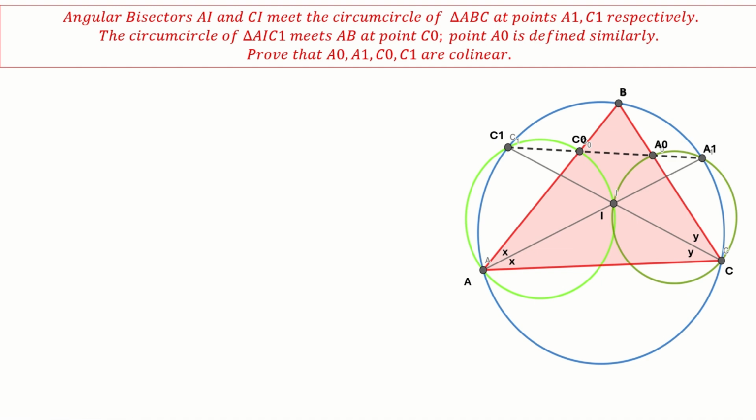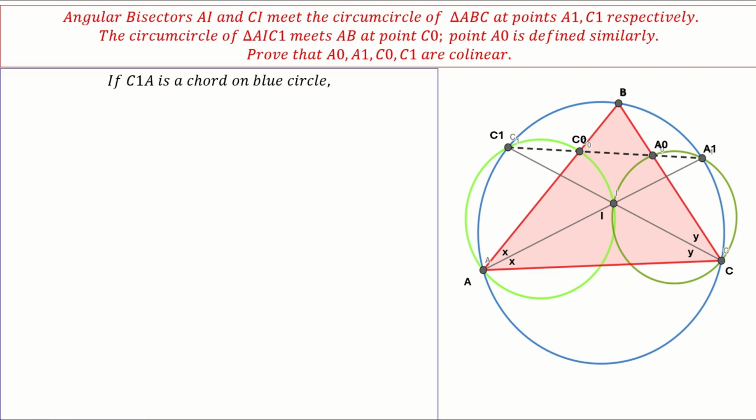Now what we need to prove is that A0, A1, C0, C1 are all collinear. This is what we need to prove. So the diagram looks very complicated, but the problem is very simple if you know the circle chord rules, sector and chord rules. C1A is a chord on the blue circle. On the blue circle I am taking, not the green circle. Blue circle, it's a chord.